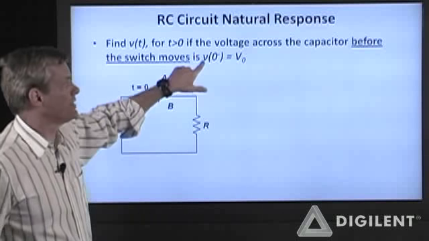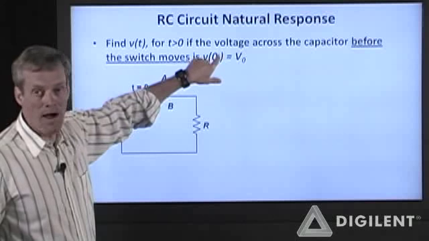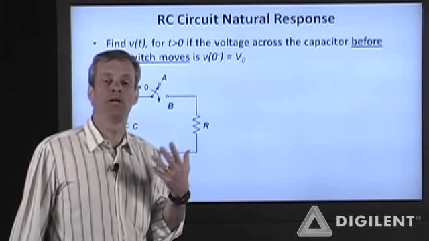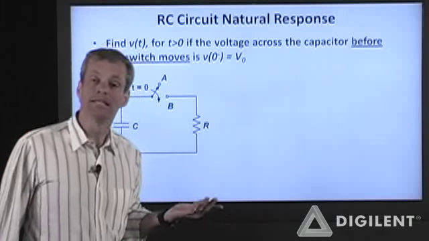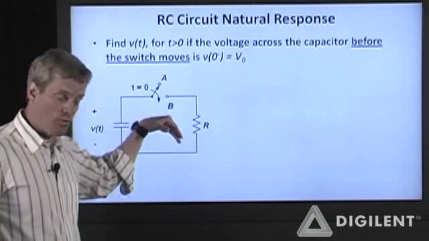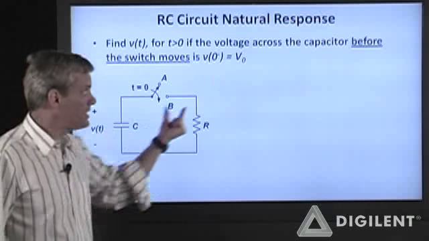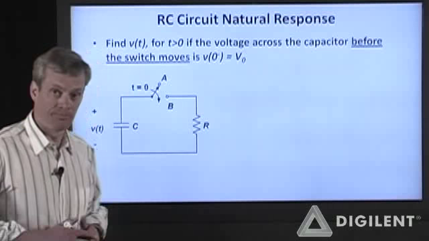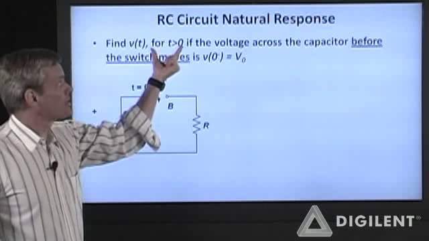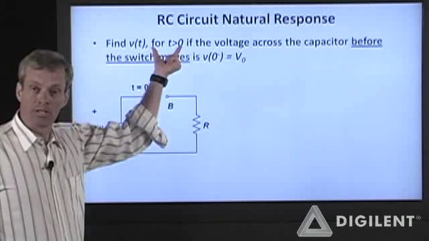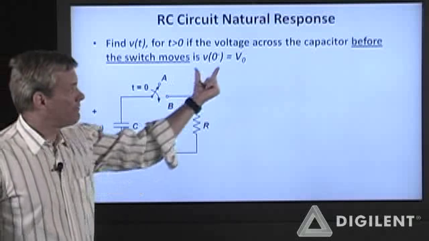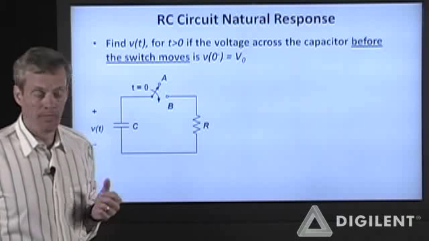Notice this nomenclature, V of 0 minus. The minus indicates that this is an infinitesimal amount of time before t equals 0. So it's just before I switch this switch, this V of t is equal to V sub 0. Now what we're actually interested in is the voltage for times greater than 0. So the first thing we need to find out is our initial condition.